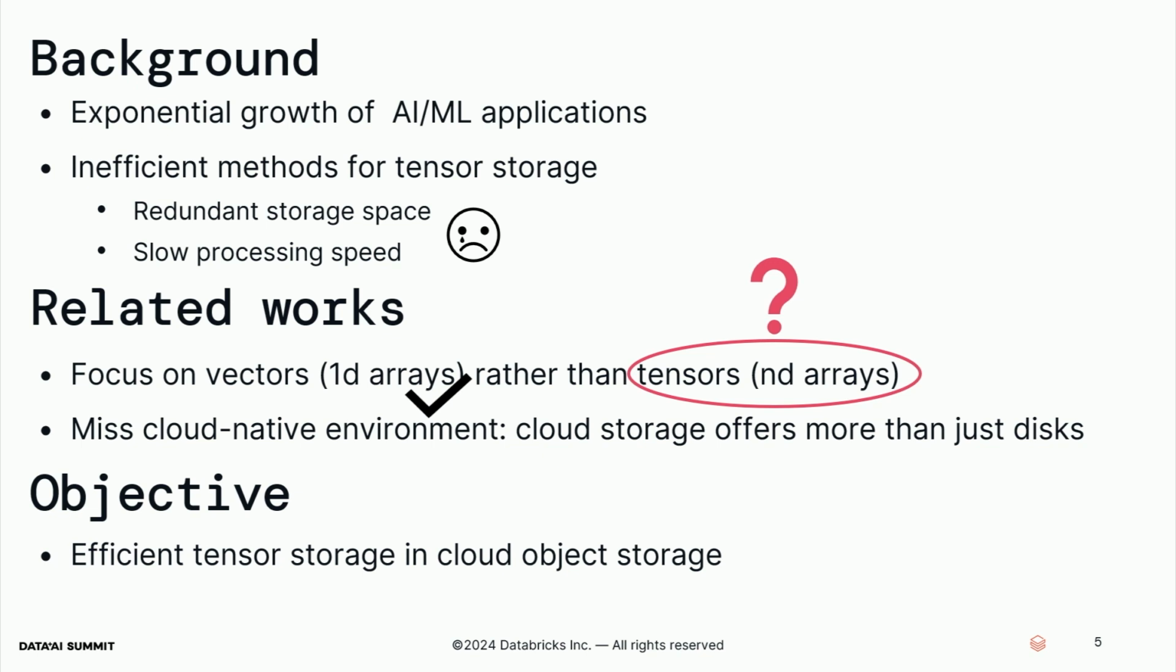Also, we noticed that current work focuses more on the vector, which is just a 1D array, rather than on tensor storage. Also, some of them overlook storage on the cloud, which actually offers more advantages than just disks. So here comes the objective of our project, which is to find a way to store tensors efficiently in cloud object storage.